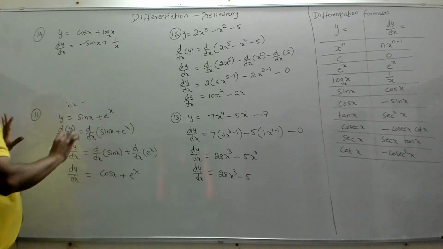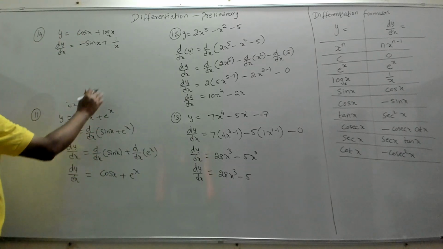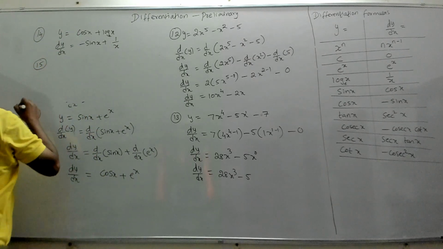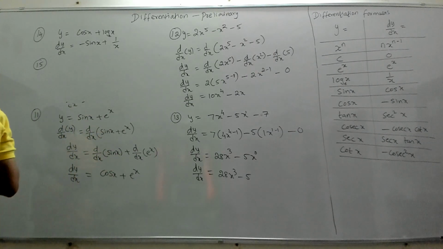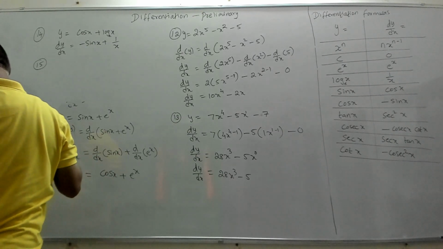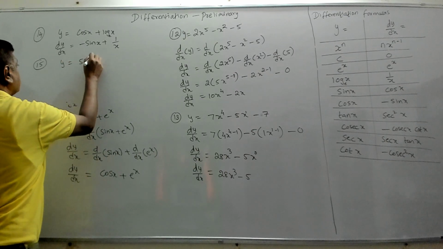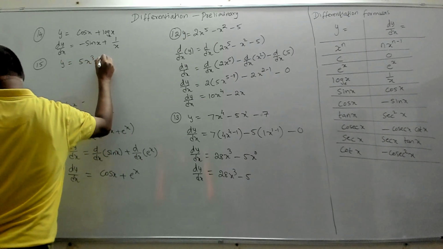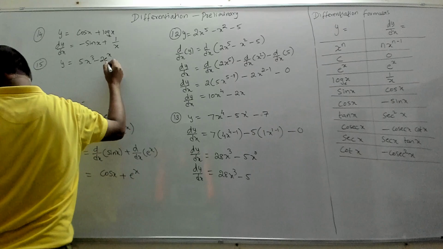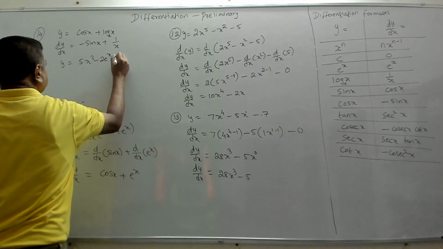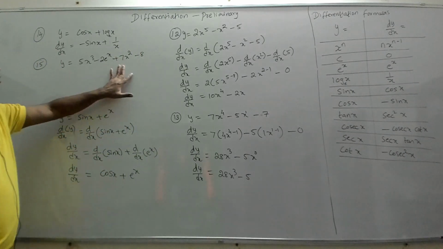So your answer is this. Minus sin x plus 1 by x. That is the differentiation of this function. That's it. Now 15. Right? So next one is, we have y is equal to 5x cube minus 2 e power x plus 7x square minus 8. And we are going to differentiate this.